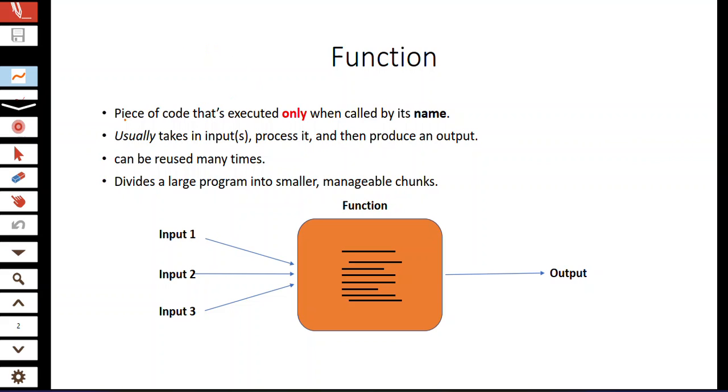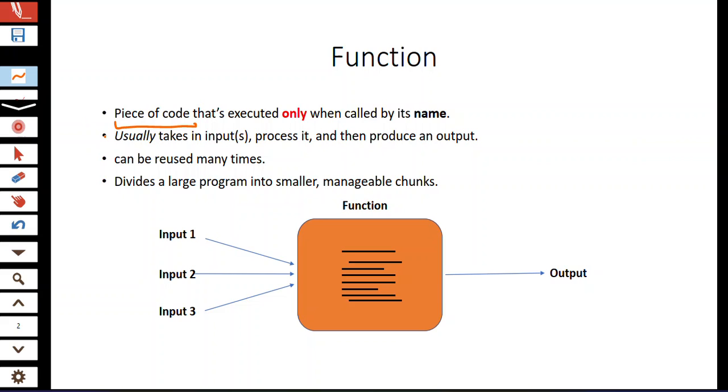All right, so let's focus on the first portion of the definition here. Piece of code. A function isn't anything special. It's just some statements like the ones we have written before. However, that piece of code, or these statements, are only executed when we call that function by its name. So a function by itself achieves nothing until we call it. Another attribute of functions is that they usually take in some input or inputs, process these inputs, and then produce an output for us.